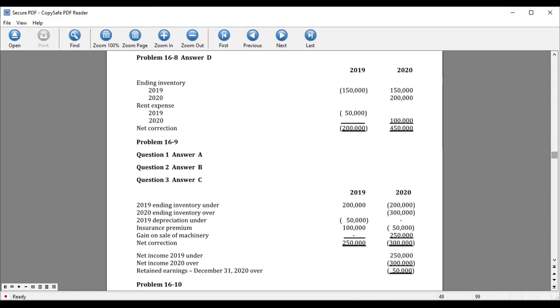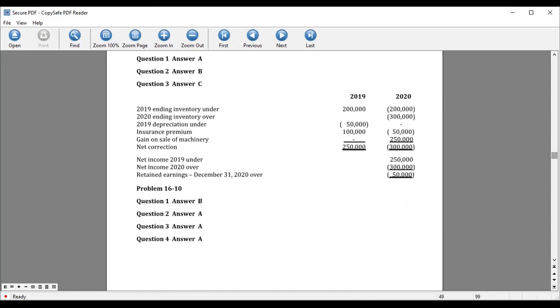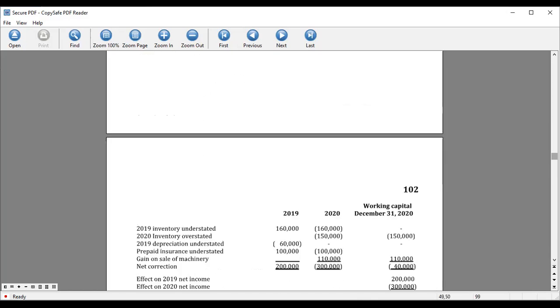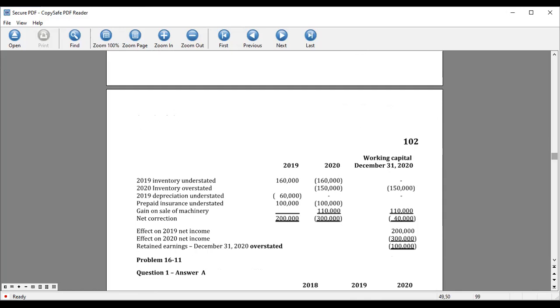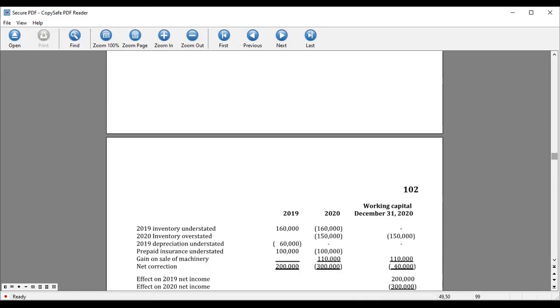Then we go to 16-10. Again, 16-10. We have this analysis at the bottom. 16-10: net income for 2019, net income for 2020, retained earnings for December 31, 2020, and working capital on December 31, 2021. So we now begin with the determination of net income for 2019.